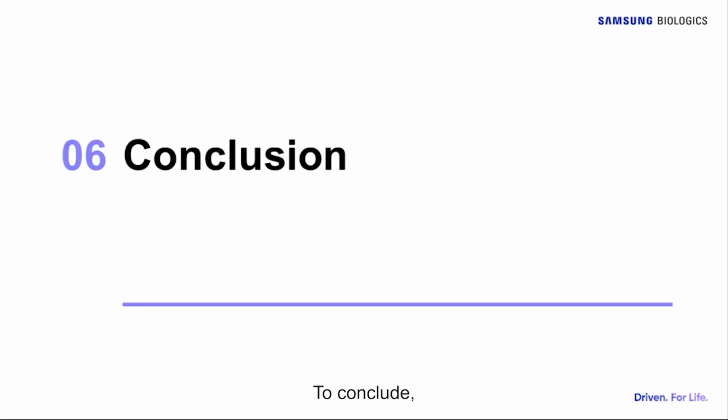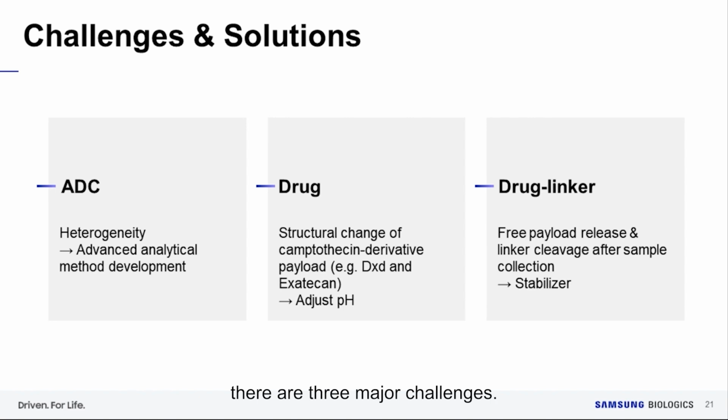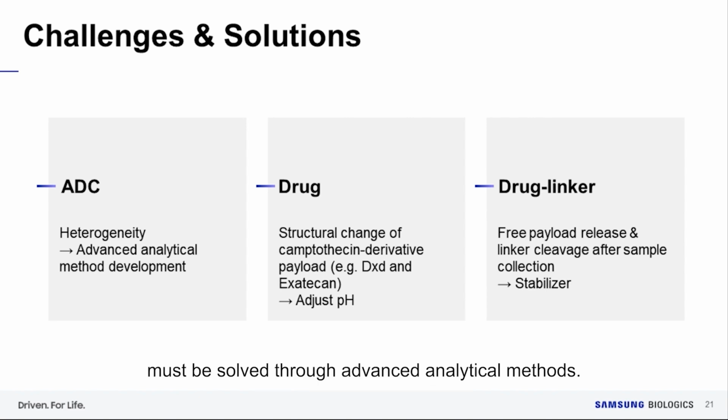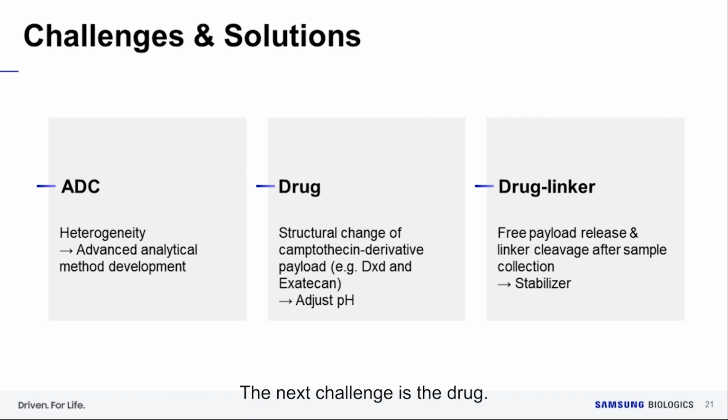For conclusion, there are three major challenges. First, heterogeneous ADCs must be solved through advanced analytical methods. The next challenge is drug stability. So structure change in camptothecin derivative payloads such as DXD and exatecan can be prevented by pH adjustment. Finally, free payload release and linker cleavage after sample collection can be solved by adding a stabilizer.